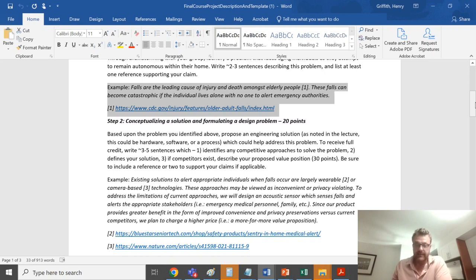So there you see the value proposition that we're talking about is we are going to provide more in terms of convenience and in terms of preserving privacy. And maybe we will choose to go to market and charge a higher price for this since we have a superior solution. And there's no right answer for this.